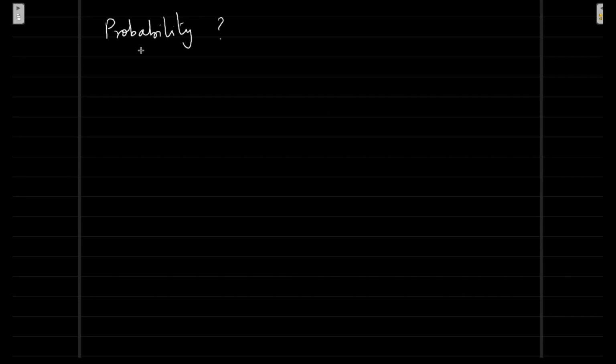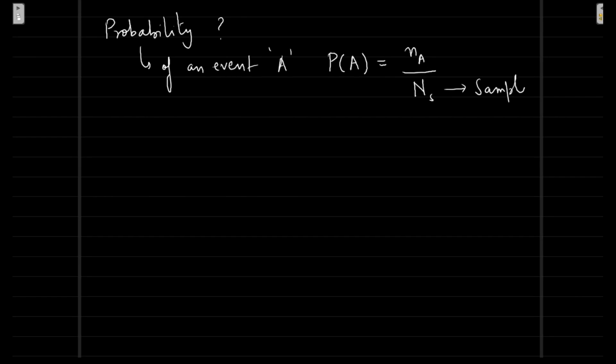Probability means the chance of occurrence of an event A. Now that we are into this set theory language, what is the probability of occurrence of event A? The chances of A occurring, NA upon NS. Number of elements in A to the total number of elements in the sample space. Yes, this is how.